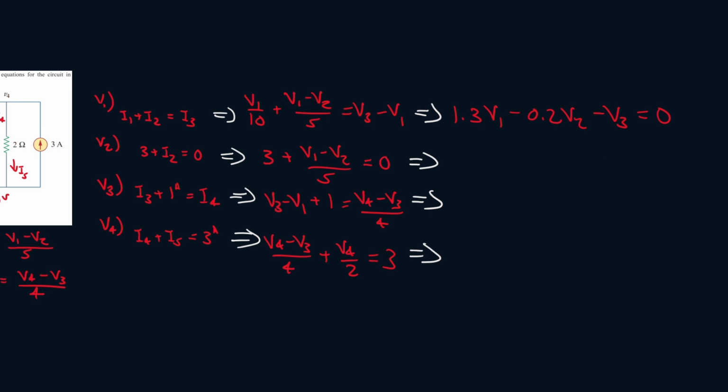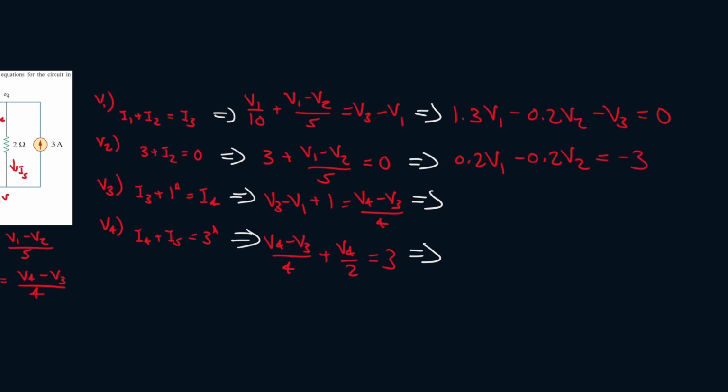Now the next one, okay, so V1 over 5, that's 0.2 V1, minus V2 over 5, that's minus 0.2 V2, plus 3, but let's bring the 3 to the other side, so it'll be minus 3.